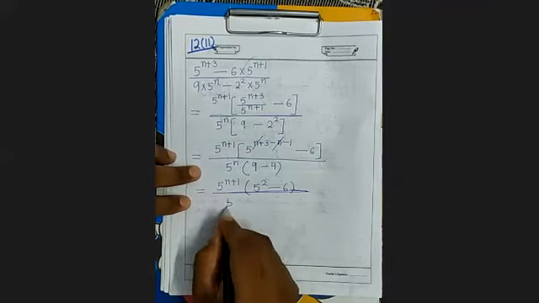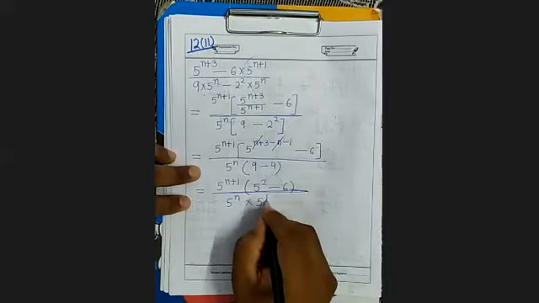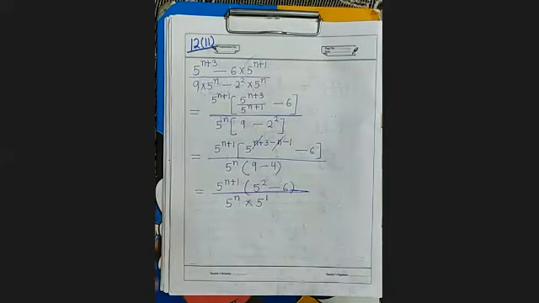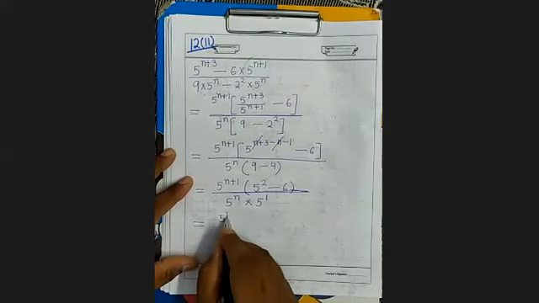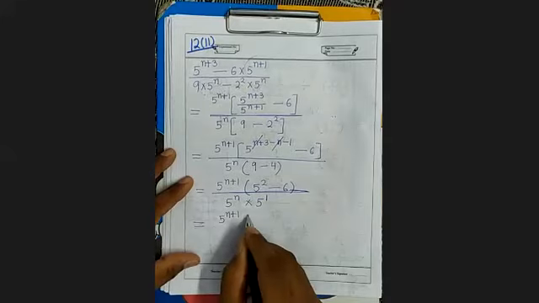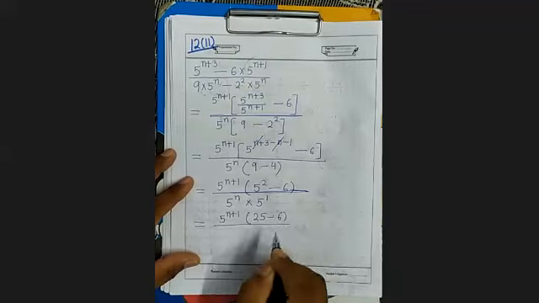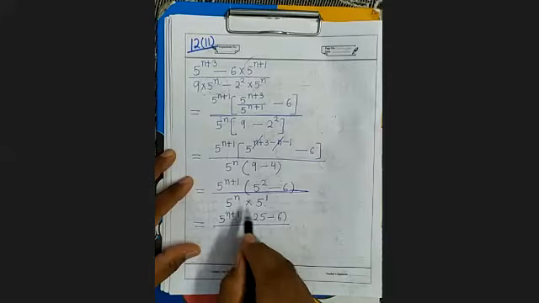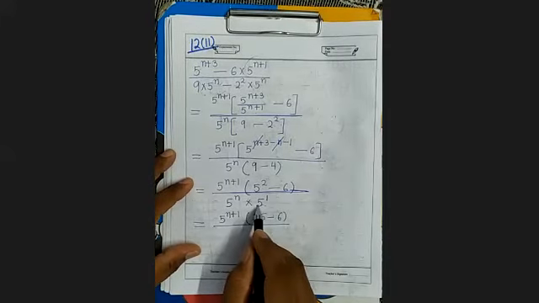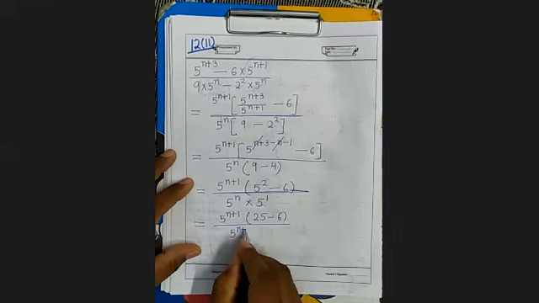And here it is 5 to the power n into 5. No power means 1 power. Now 5 to the power n plus 1. This you can write 25 minus 6. Here which rule will apply? So product rule will apply. Because bases are same, therefore powers will be added. N plus 1.